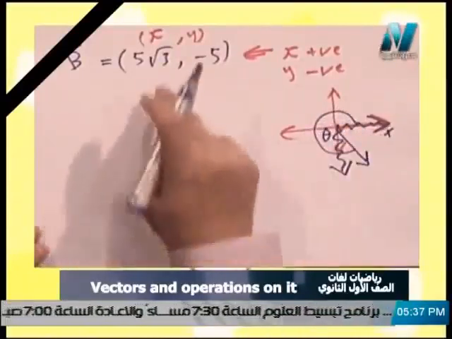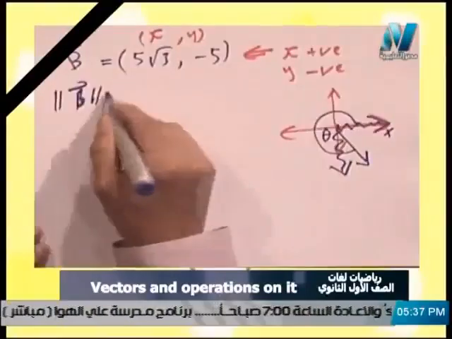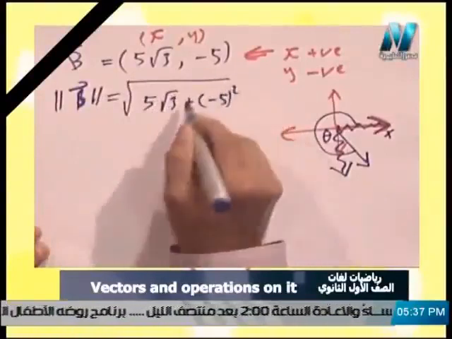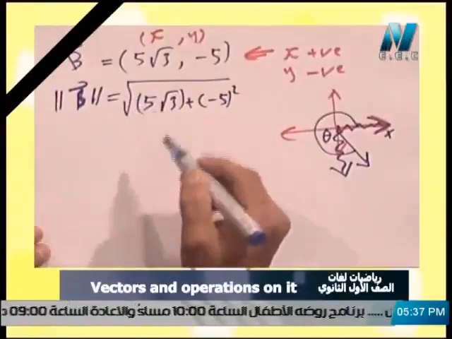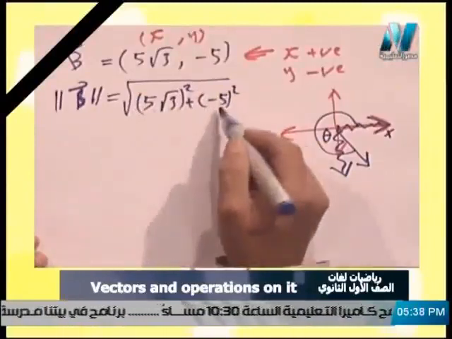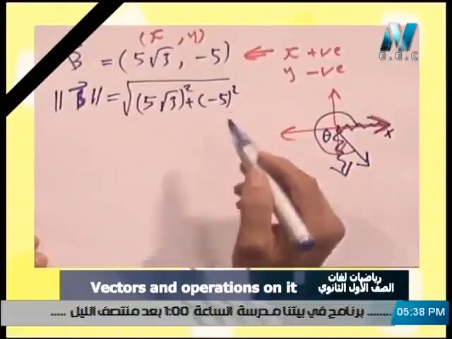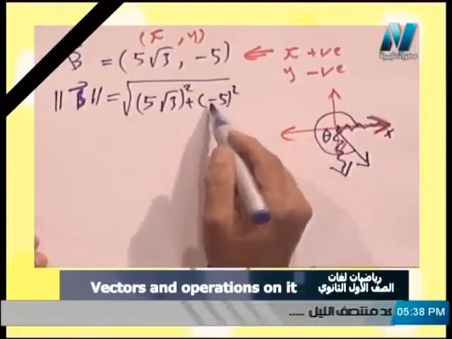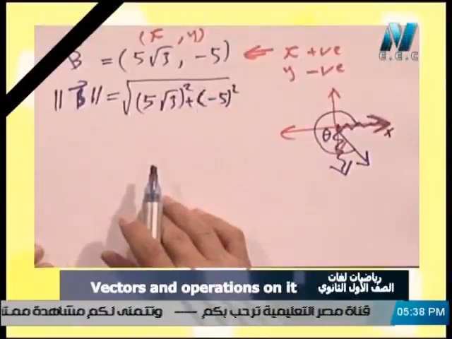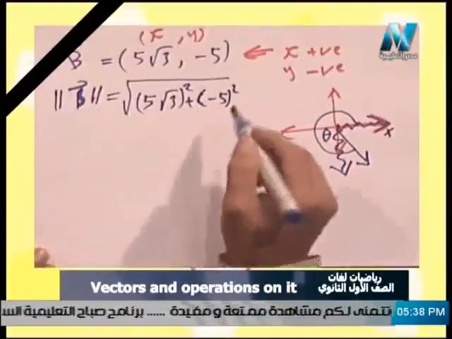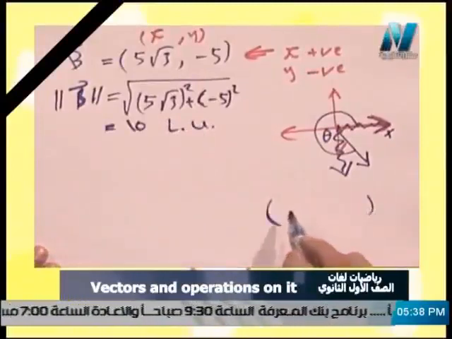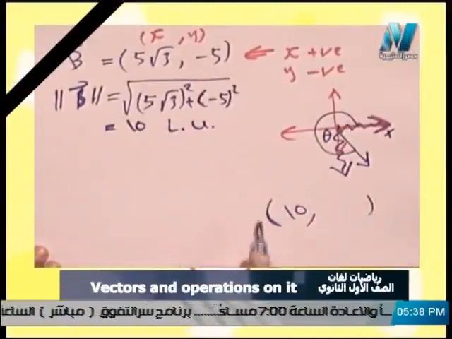Okay, first we have to find the norm of B. As we said before, the norm of B equals the square root of 5 root 3 squared plus negative 5 squared. And again, concentrate about putting brackets around 5 root 3, and put another bracket around negative 5, because if you don't put brackets here, the calculator will find 5 power 2 only, but multiply by negative. So don't forget to put these two brackets in the calculator. So we have here the norm of B equals 10 length units.